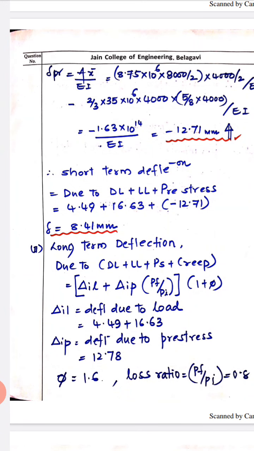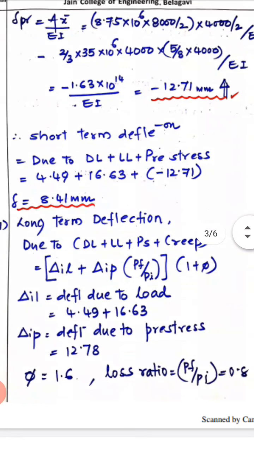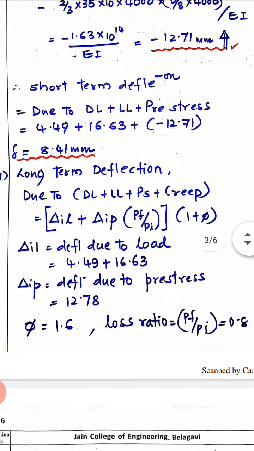So long term deflection due to dead load, pre-stress, live load and creep. Okay, DL, LL, PS plus creep. So they are given the equation: delta IL minus delta IP into loss ratio, bracket complete, 1 plus phi. So delta IL is nothing but deflection due to load, that is DL and LL. So we have got 4.49 plus 16.63, and delta IP, P stands for pre-stress, so deflection due to pre-stress, we have got 12.78 minus 12.78, and loss ratio is given as 0.8 and the creep coefficient is given as 1.6.